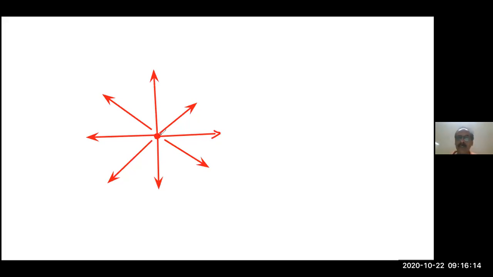Now suppose it's a bulb. From here, light energy we are assuming, light energy flux we are assuming. Now here, I'm putting a lamp shade around the bulb.